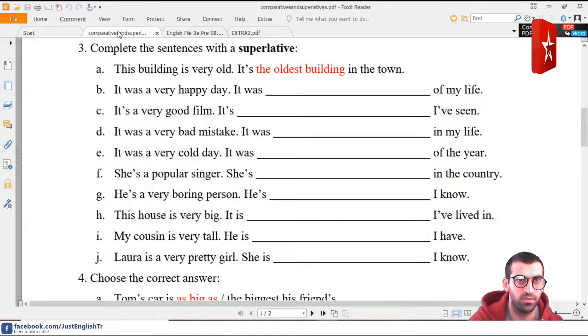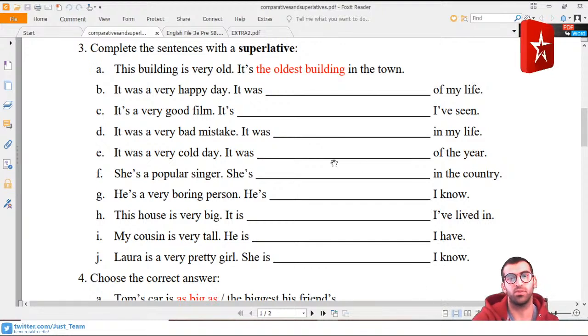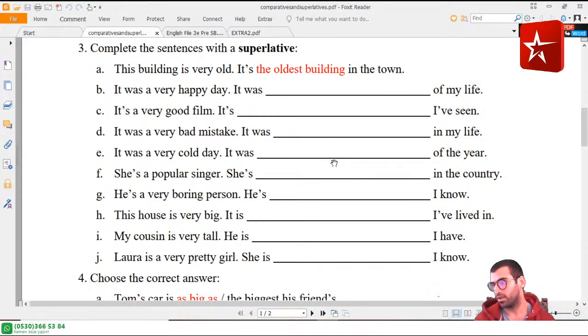Okay, let me continue with this one, like the last exercise for superlative, and then we will continue with quantifiers. We have to write the correct answers for these given sentences. This building is very old. It is the oldest building in the town. Yes, Kader, your answer is correct as well. Minel, Minever, Sıla, Mehmet, Doğan, Azime. Yes, fantastic answers. Minel Korkmaz wrote an answer.